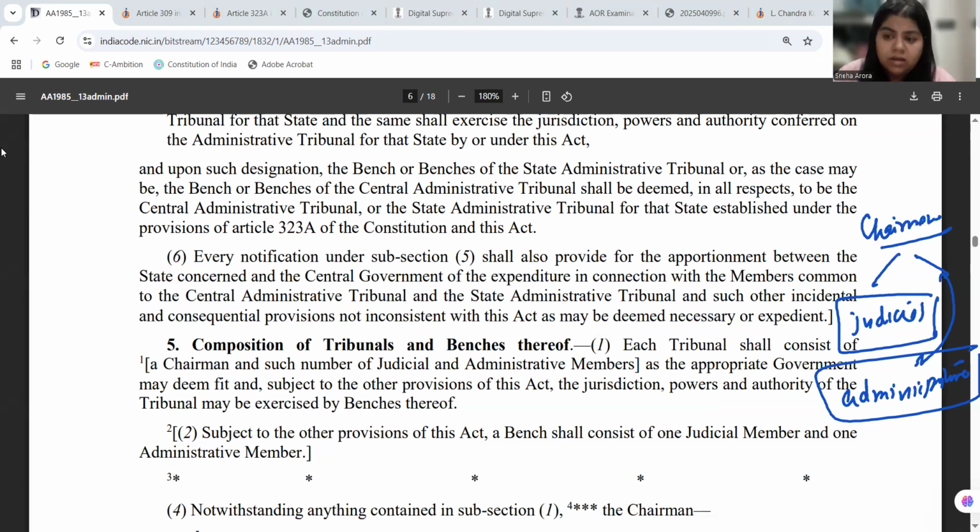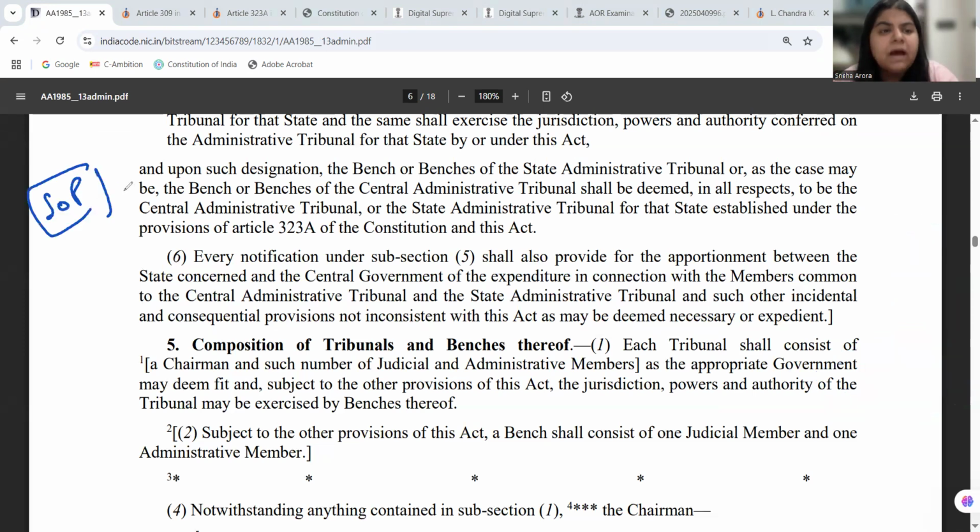So the question here came that if the chairman appoints an administrative member only as a bench, won't that be executive interference in the judiciary? So herein the court is also looking at the doctrine of separation of powers. It is striking a balance between Section 5 subsection 2 and Section 5 subsection 6. So it is saying that Section 5 subclause 6 is not unconstitutional on the ground of separation of powers, because Section 5 subclause 6 is coming with a proviso.